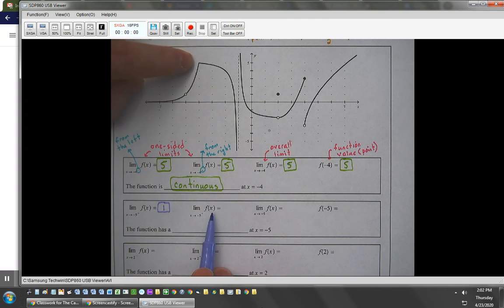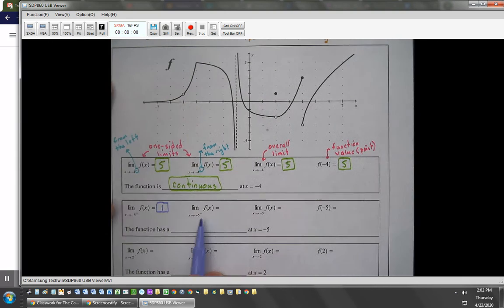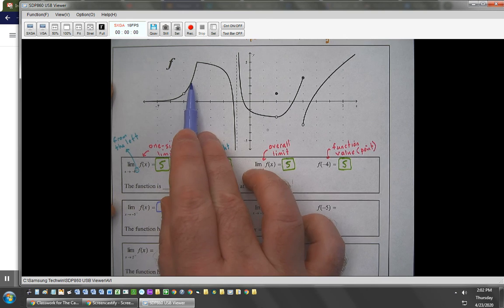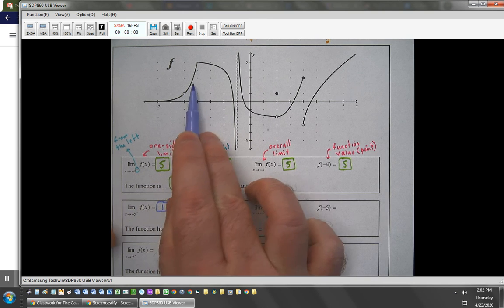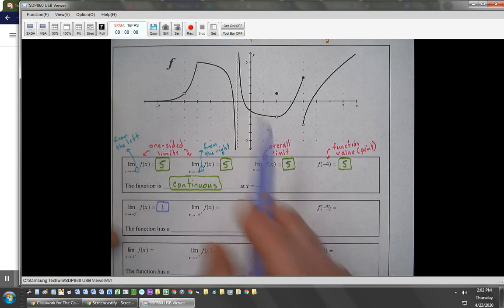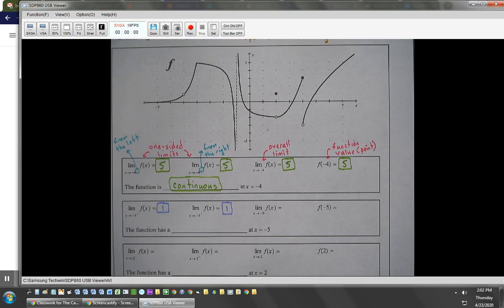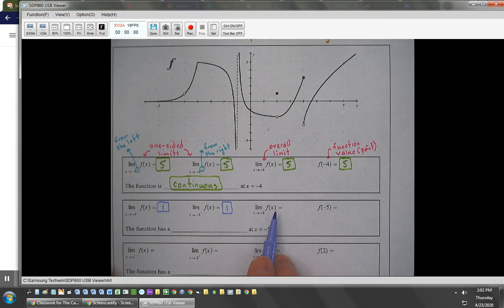Coming from the right side now, don't go way down here, just go a little bit to the right of -5. Track up to the curve, and then track into x equals -5. What height are we supposed to reach? We're supposed to reach a height of 1. We didn't, but we were supposed to. So the overall limit, remember, is a comparison of the one-sided limits. So if the one-sided limits are headed to the same place, then the overall limit is also headed to that place.